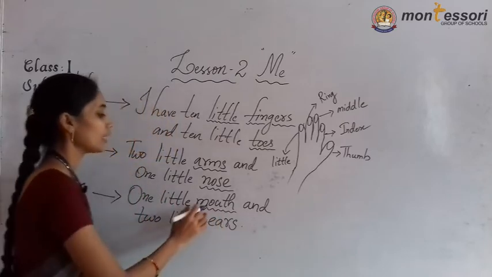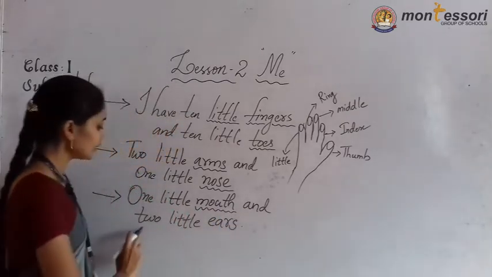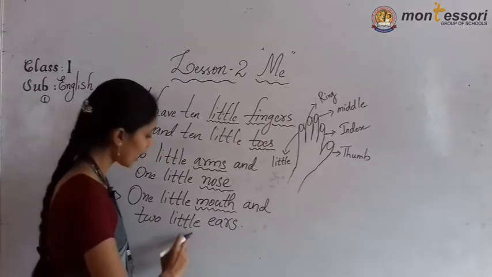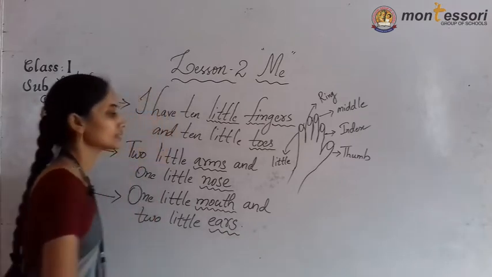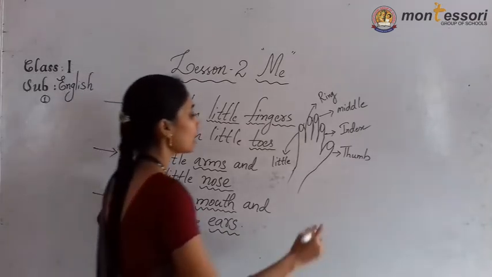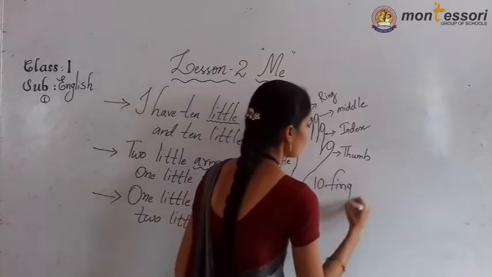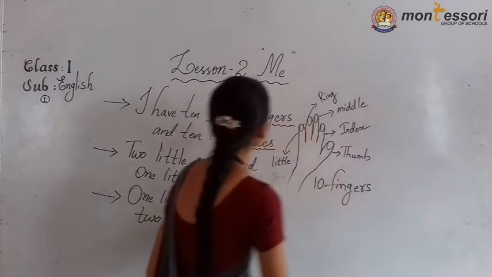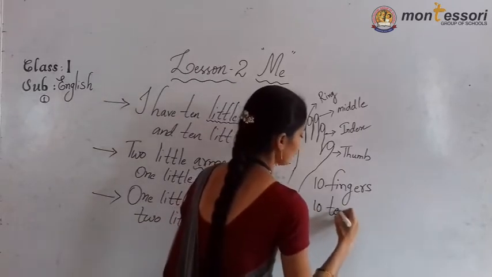M-O-U-T-H, mouth. A-N-D and T-W-O, two. L-I-T-T-L-E, little. E-A-R-S, ears. How many fingers do you have? Total 10 fingers. How many fingers do you have? 10 fingers. Next, how many toes do you have? 10 toes.